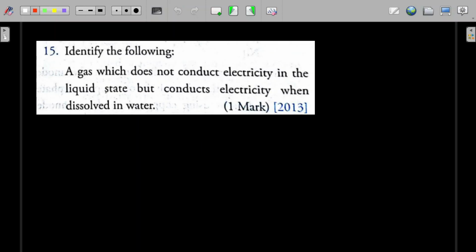Identify the following. Okay. Vanishika, can you read and tell the answer?